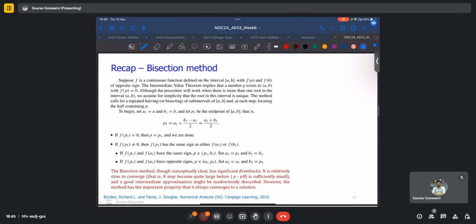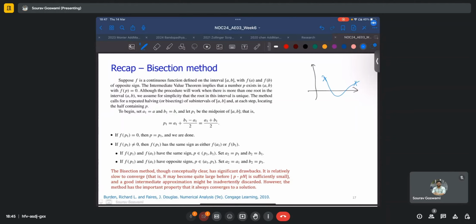Now, the first method we'll be looking at is the bisection method. Suppose f is a continuous function which is defined on the closed interval AB, and f of a and f of b have opposite sign. Now, this is very important. And what it really means is that you have any arbitrary function and you are looking at 2 points within the interval in which this function is defined. Say one point is here, the other point is here.